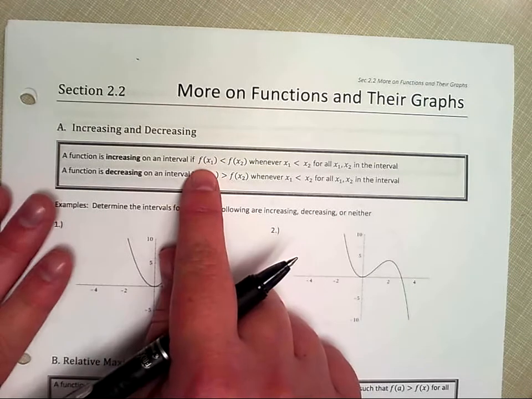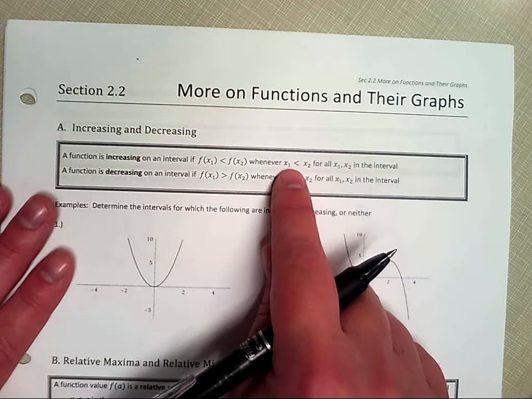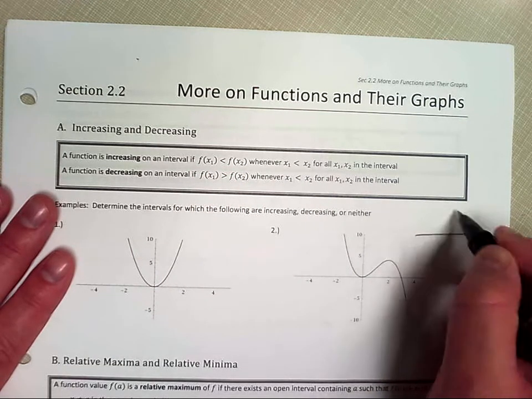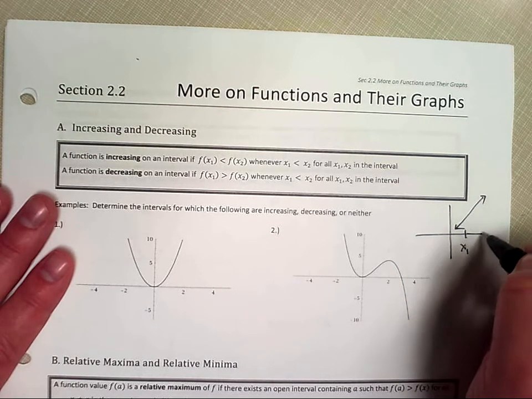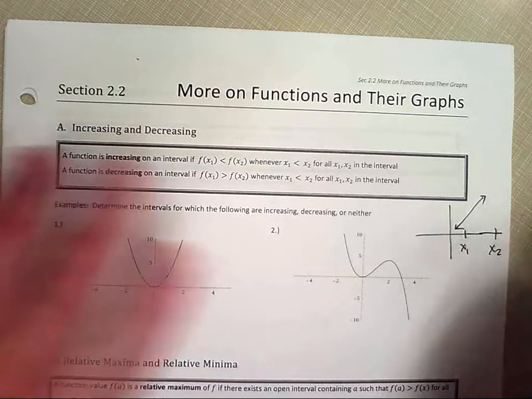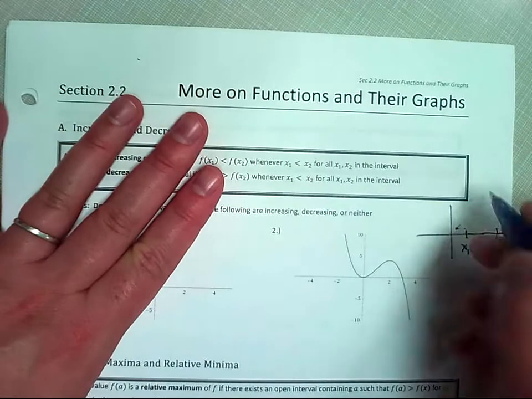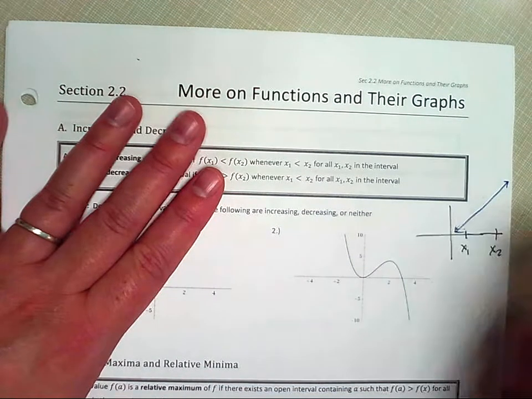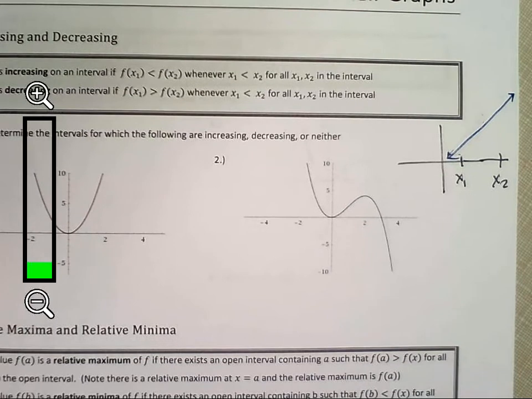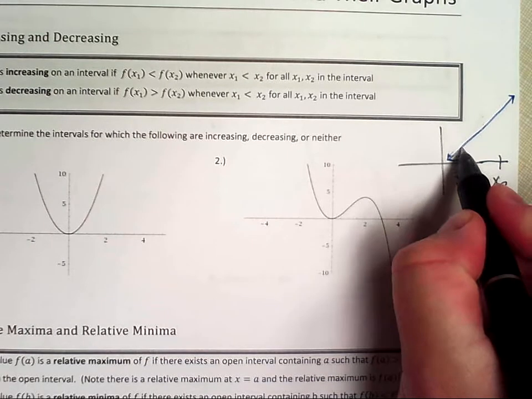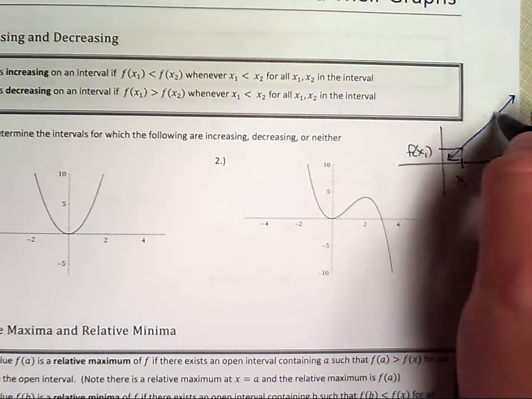So f of x is my y value, right? So these are my y values. These are my x values. Let me draw some sort of a picture. So here I have x1. Here I have x2. This will be my f. This is f of x1. This is f of x2.